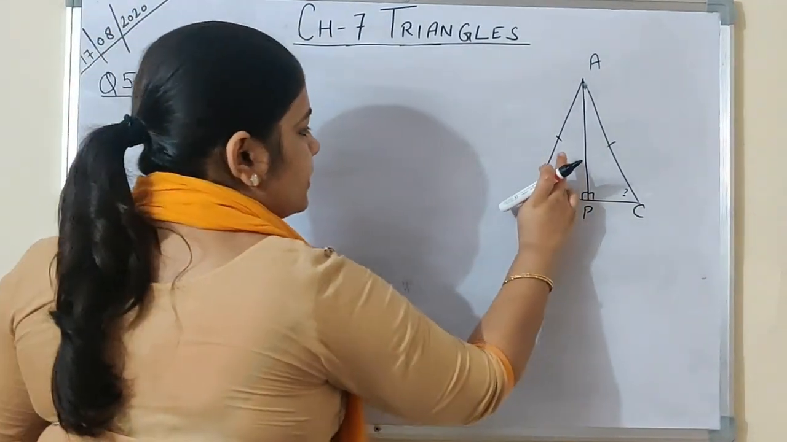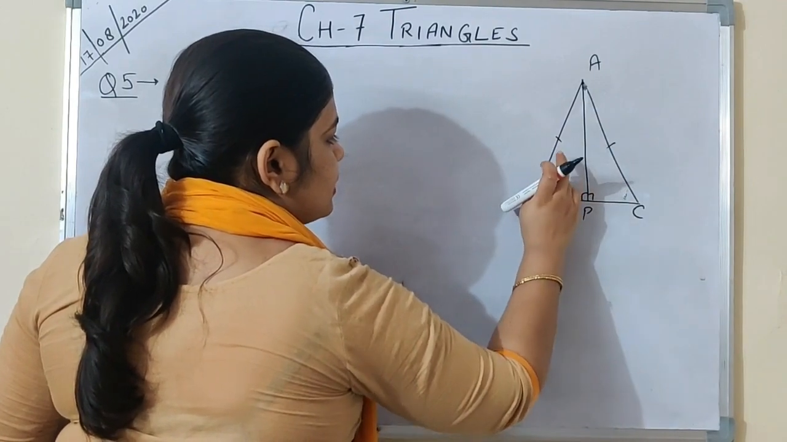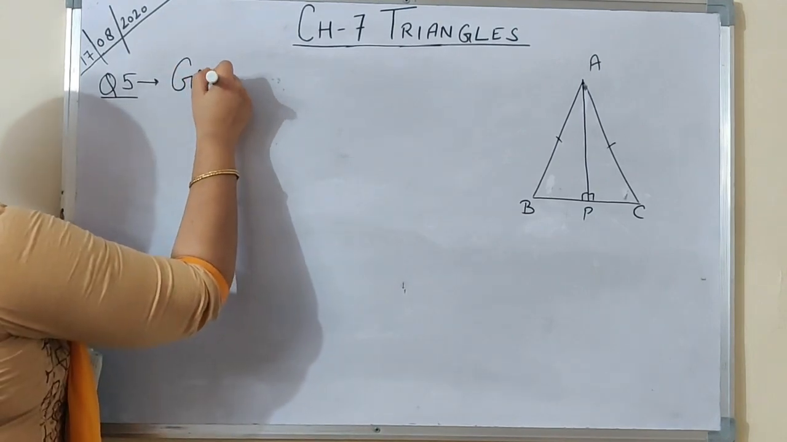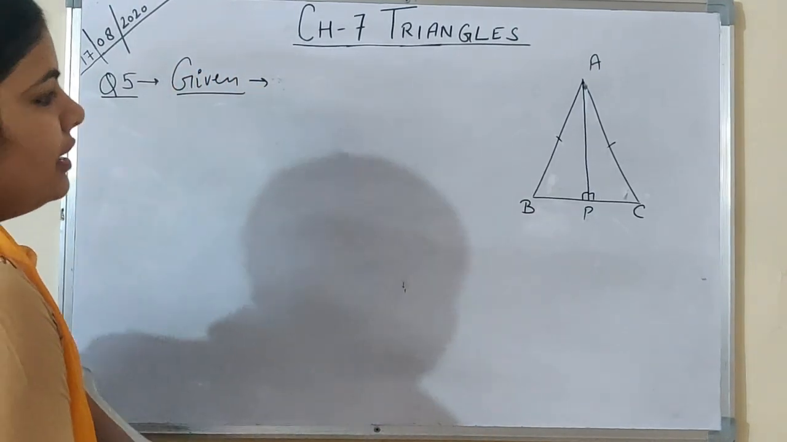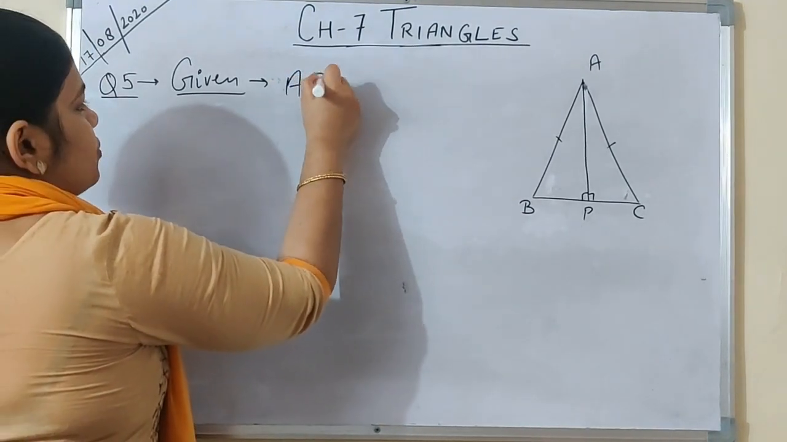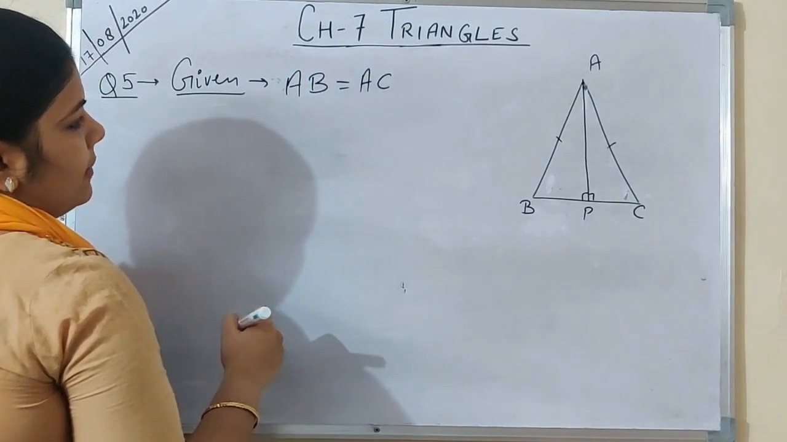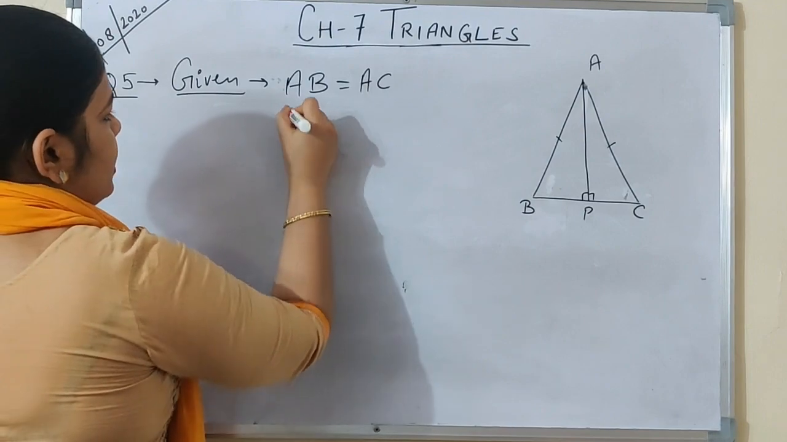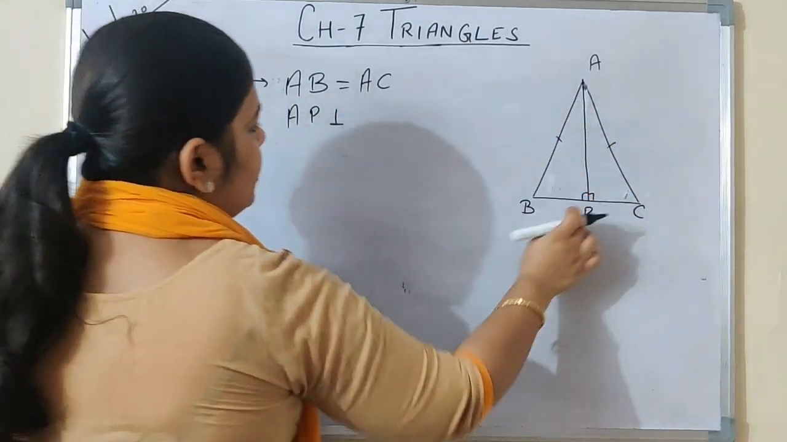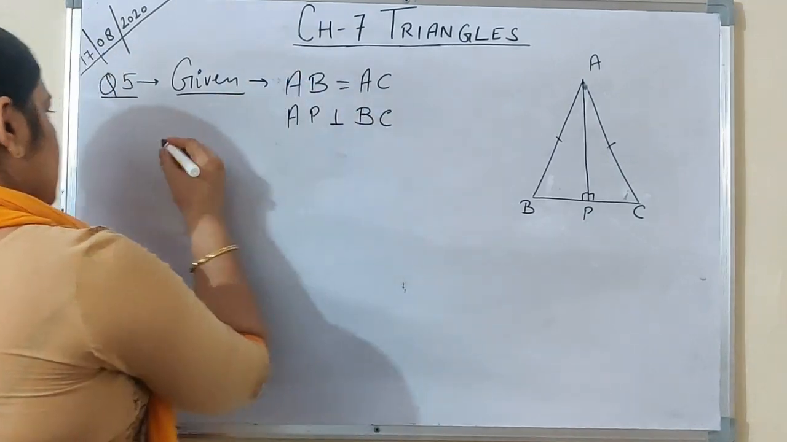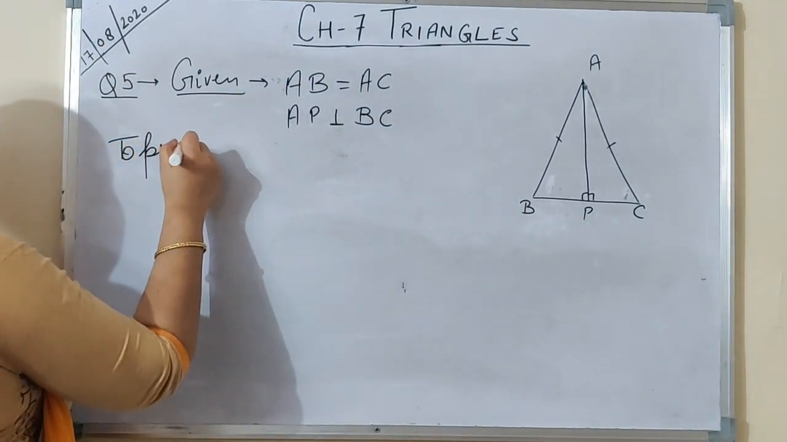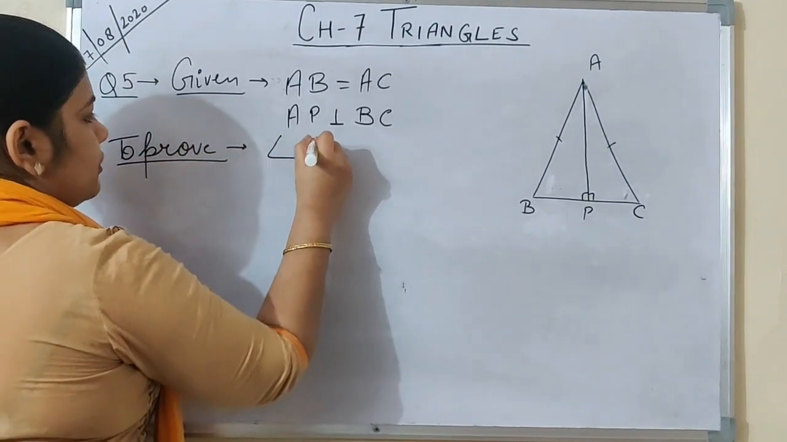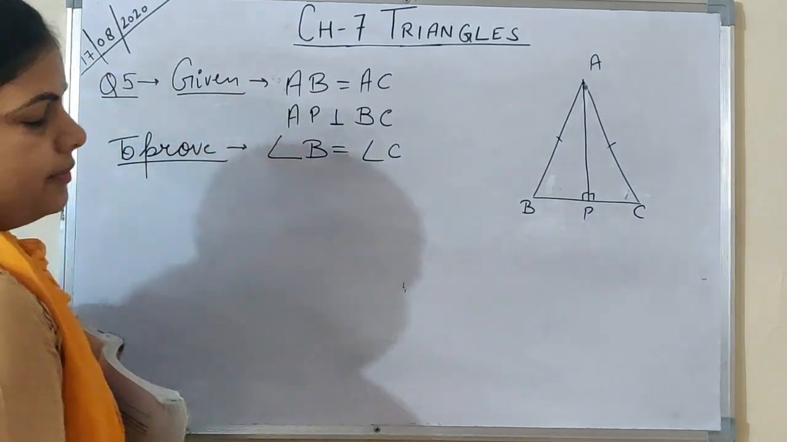It is very much clear to us which two angles. Now, first of all, I am writing what is given to us. Given is that AB is equal to AC. Then, what else is given? That AP is perpendicular to BC. Now, we have to prove that angle B is equal to angle C.